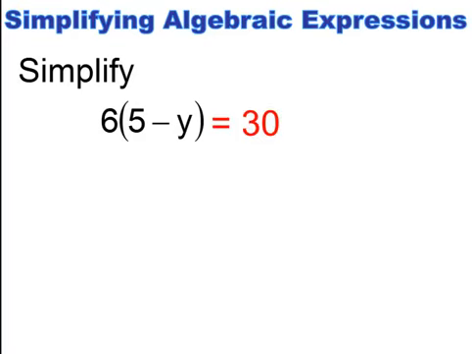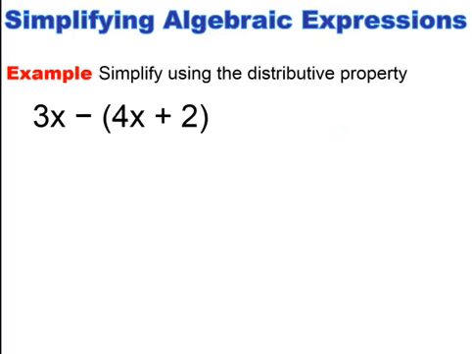So here you should have ended up with 30 minus 6y. 6 times 5 is 30. 6 times minus y is a minus 6y.